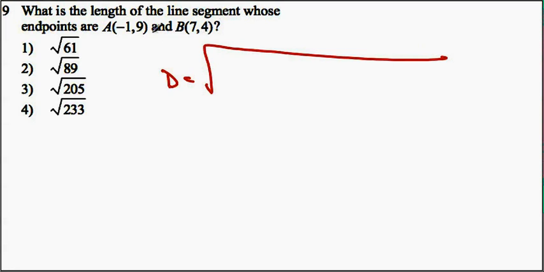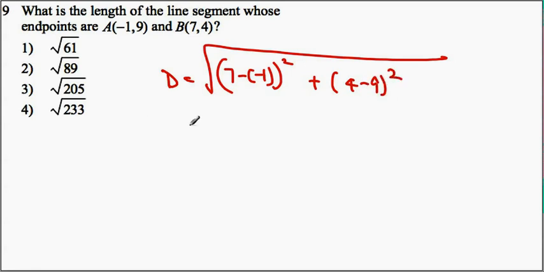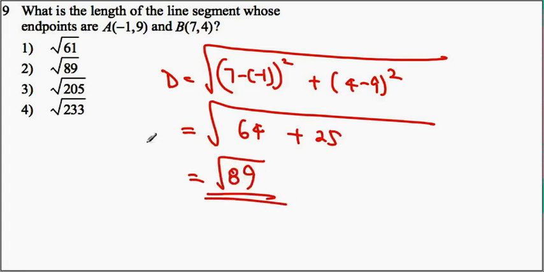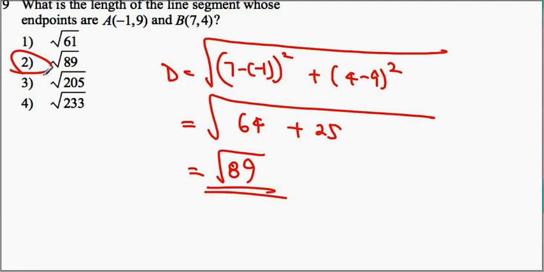Now, we are looking for the distance formula here. So what are we going to do? Distance must be the square root of the change in x, which is 7 minus negative 1, whole thing squared, plus 4 minus 9 squared. Then here we have 8 squared becomes 64, plus negative 5 squared becomes 25. Therefore we get the square root of 89, which is choice number 2.